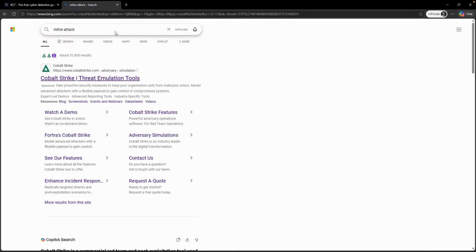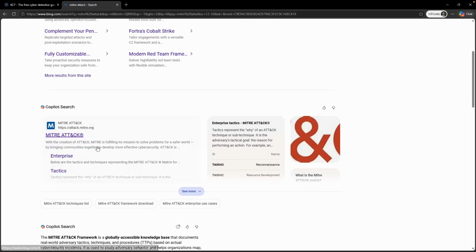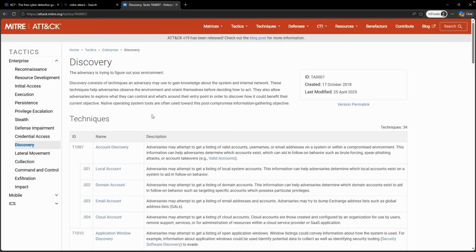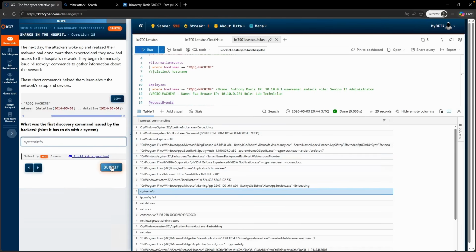So MITRE ATT&CK, and you want to go into Enterprise and take a look into the discovery. So this tactic right here. I would recommend that you go in there and read up more about it. That way you can understand the objective of the attacker for this particular tactic. All right, let's click into submit.